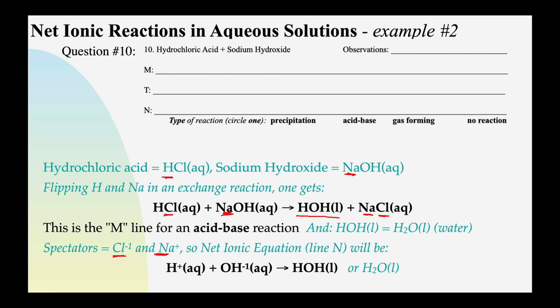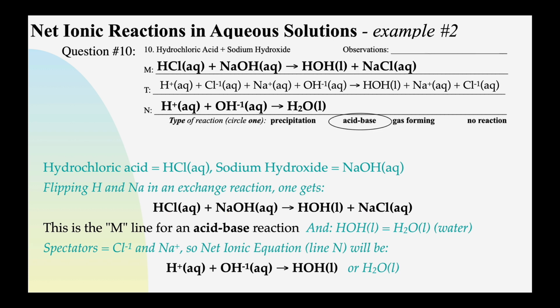So the net ionic would be just the H+ aqueous plus OH- aqueous, making HOH liquid. And you could write that H2O liquid. That's not a problem at all. So filling in all the pieces here, here's what we would get. There really would be nothing to observe here. If you add hydrochloric acid to sodium hydroxide, it doesn't look like anything happens. You might feel some heat coming off, but really that's about it. The net ionic, H+ plus OH- making water, and this is an acid-base reaction.